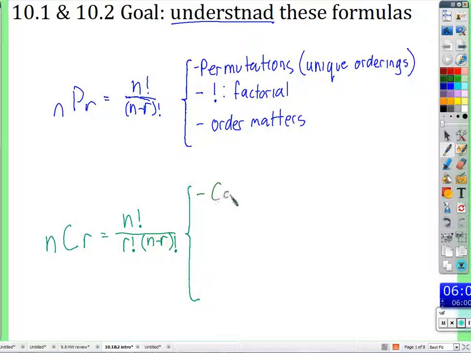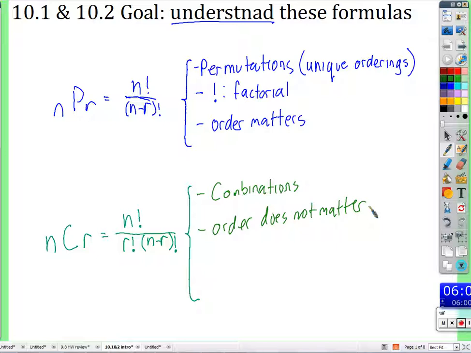Here, these are combinations. C for combinations. Unlike orderings, order does not matter. We'll talk about what that means. What do you mean that order matters, or order does not matter? It's certainly a good thing to write at the very beginning, because order mattering or not mattering is one of the highest causes of confusion. What does it mean? So we'll talk about that.